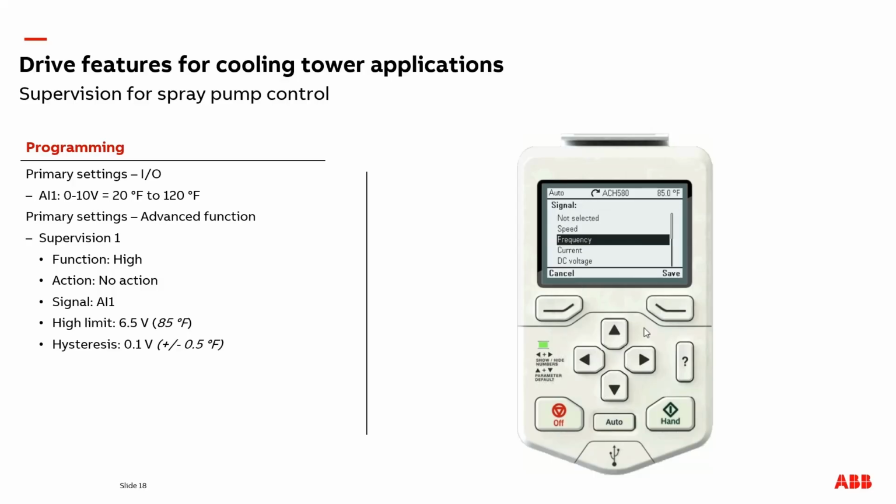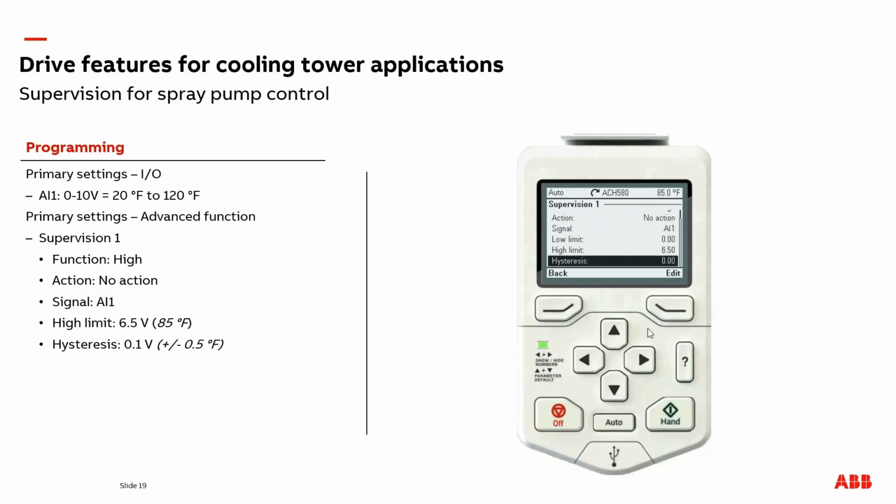For signal, we want to use AI1 that we set up in the I/O menu, and then for the high limit, we need to use the analog input voltage value that matches the temperature feedback we're looking for, which was about 6.5 volts for 85 degrees Fahrenheit.